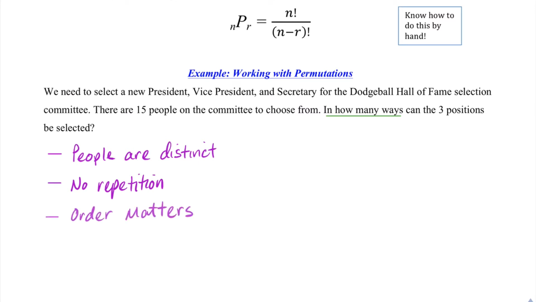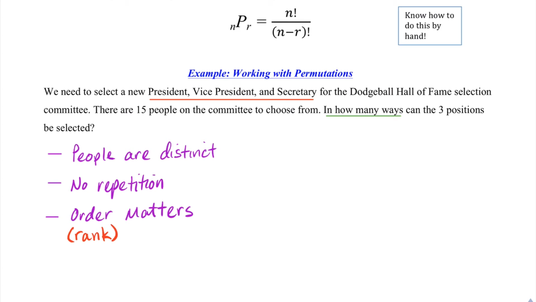And lastly, sometimes it's a little bit sneaky, but order matters here. The reason why order matters is because there's a rank involved with our selection. You may want to make a note to yourself that when we say order matters, rank is involved as well. Those go hand in hand. Rank makes a difference. Since we're selecting a president, vice president, and secretary, that's what allows us to know that order matters, and thus we're working with permutations.